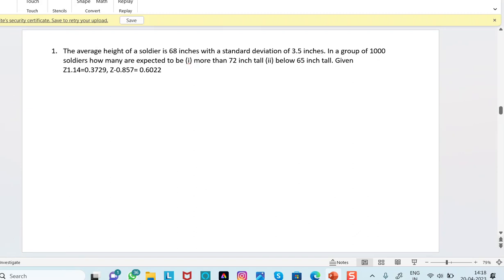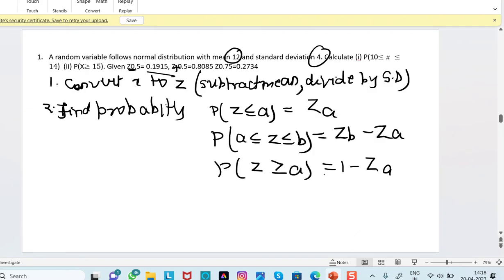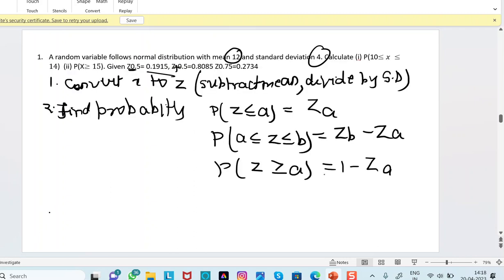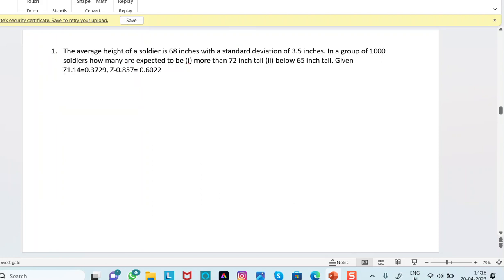This problem is also an application of the previous problem, and it has to be solved in the same way. So the first two steps are the same. That means we have to convert x to z, and the second step is to find the probability. Because it is an application, in the current problem we will have a third step, and the third step will be to find the required number.